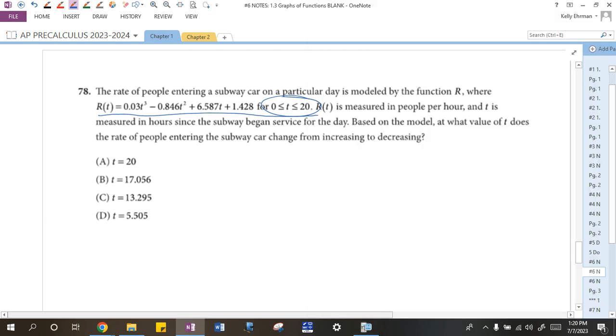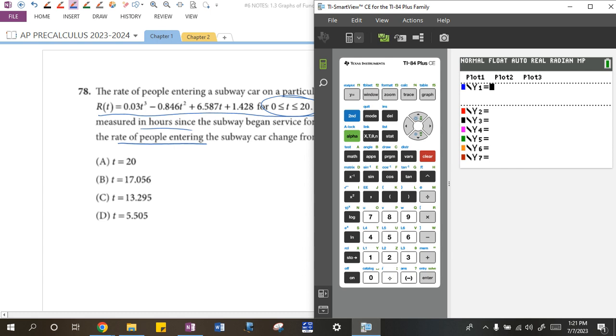Actually, let's read the rest of the question. R of t is measured in people per hour. That's good to know. T is hours since the subway began service. And again, this is the rate of people entering a subway car. Based on the model, what value of t gives the time at which the rate of people entering the subway changes from increasing to decreasing? So when does r of t, this function we're about to graph, change from increasing to decreasing? So don't overthink it. Graph it.